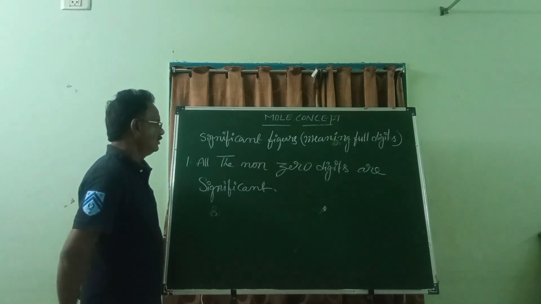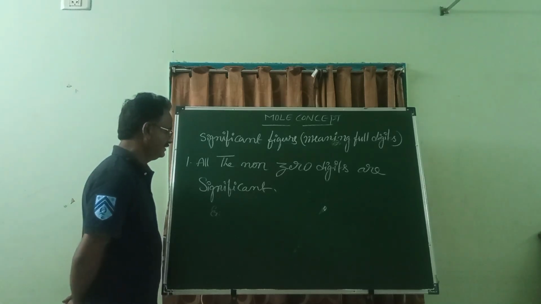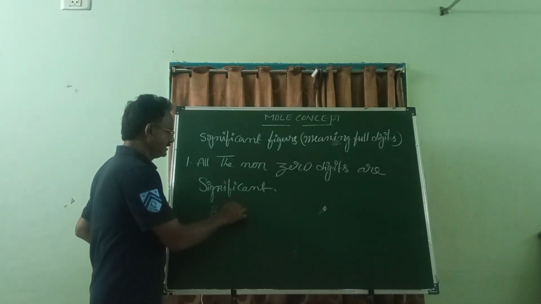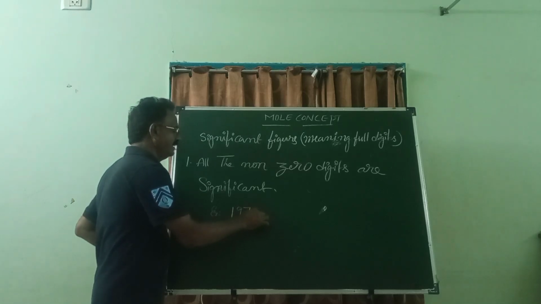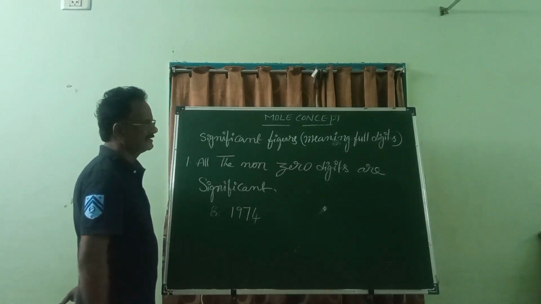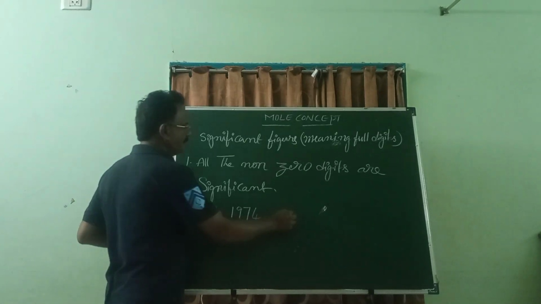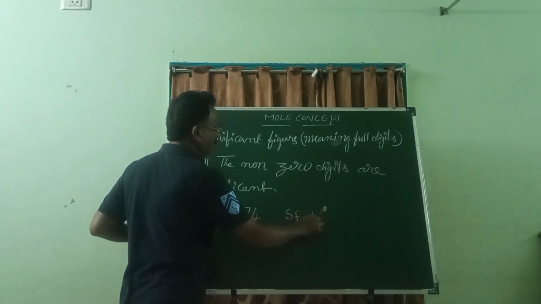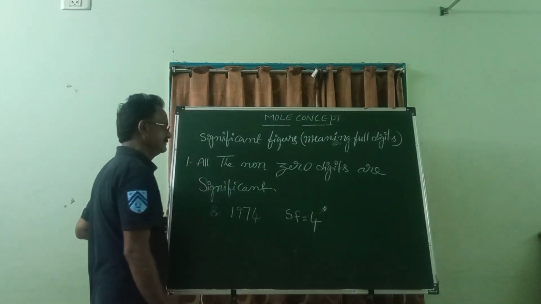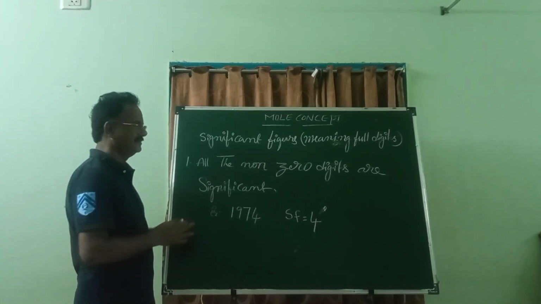Rule number 1 is all the non-zero digits are significant. Here, let us take an example. 1974. If one asks us how many significant figures are there in 1974, we can say there are 4 significant figures, because all are non-zero digits here. Is it clear?